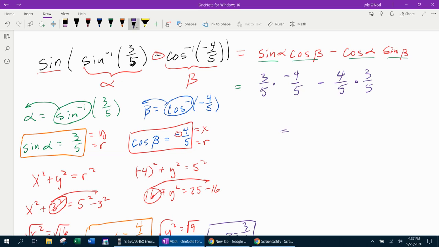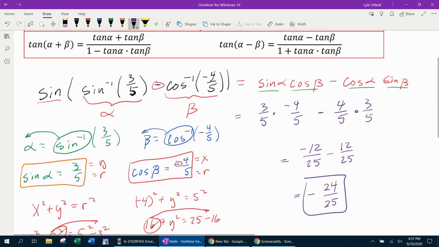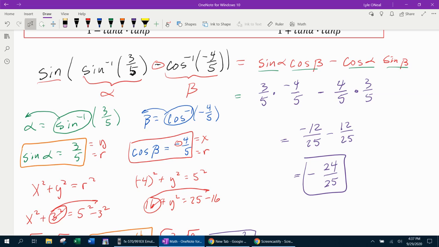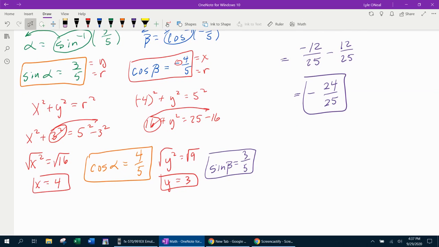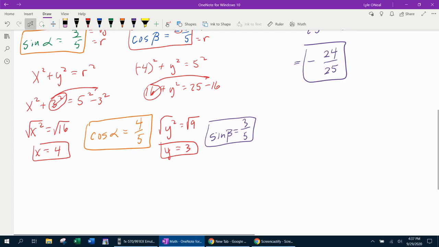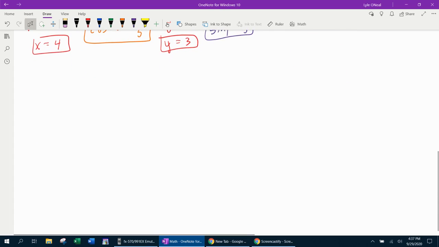And now I can find the exact value. Multiplying these fractions together, that's going to give me negative 12/25 minus 12/25, which is going to give me negative 24/25. And so now I've calculated the value of the original problem as an exact value, using the sum or difference formulas, also using the inverse trigonometric identities there, okay? Got another example for you.